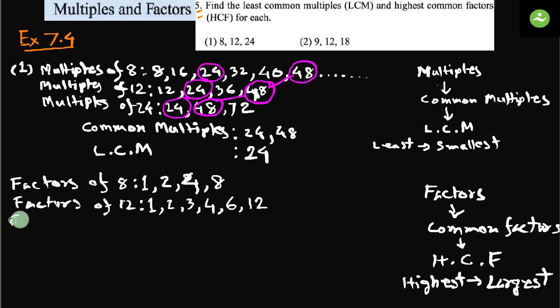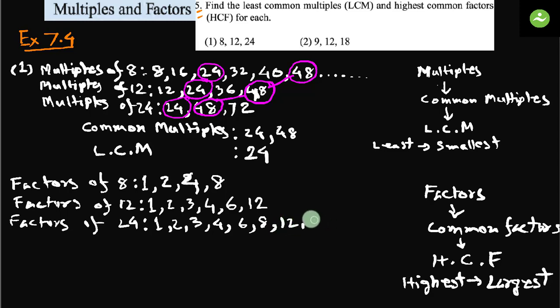Now factors of 24. 1 is a factor, 2 is a factor, 3 is a factor of 24, 4 is a factor of 24, 5 is not a factor of 24, 6 is a factor, 8 is a factor, 12 is a factor, 24 is the last factor of 24.